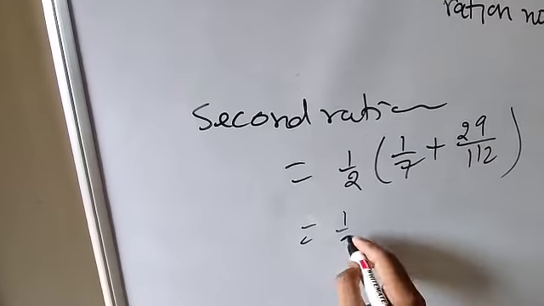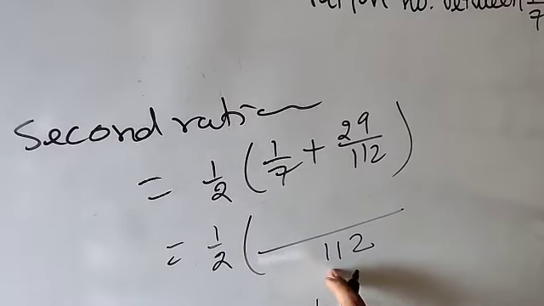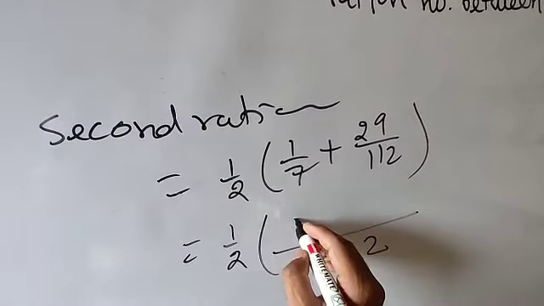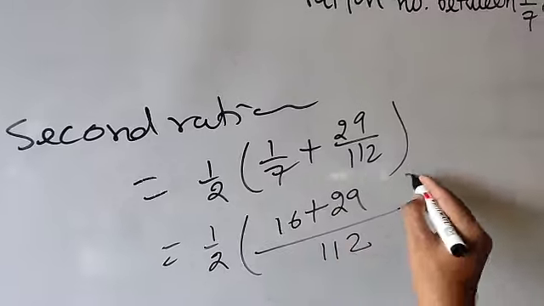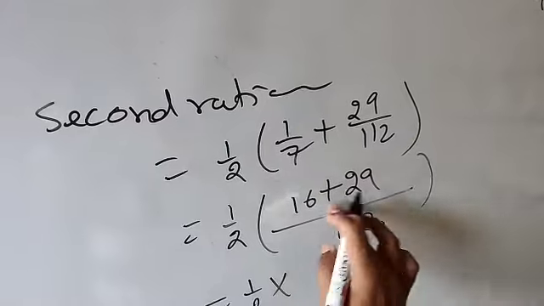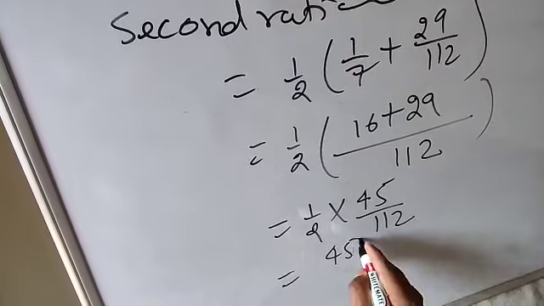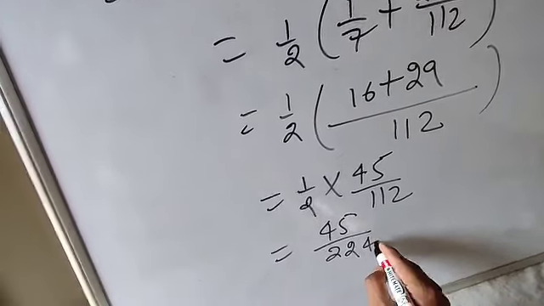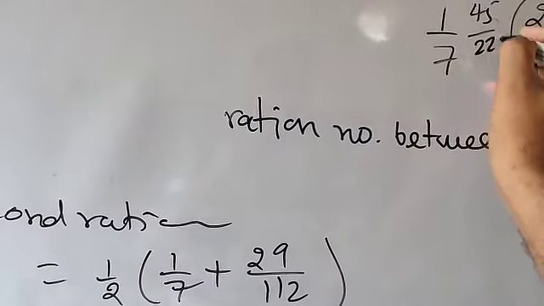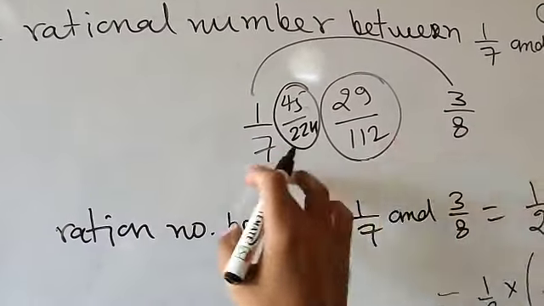So if you find it, it will be 1 by 2. LCM will be 112. If you divide, 7 1s are 7, and 7 16s are 112, so 16. Then 16 plus 29. It is equal to 1 by 2 into 16 plus 29, that is 45 by 112. So it will be 45 upon 224. So 45 upon 224, this number will be between these two. You can say that this number is between 1 by 7 and 3 by 8.